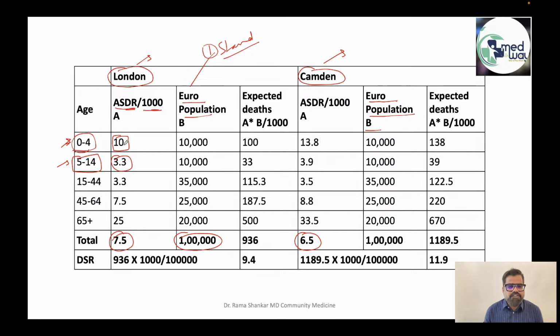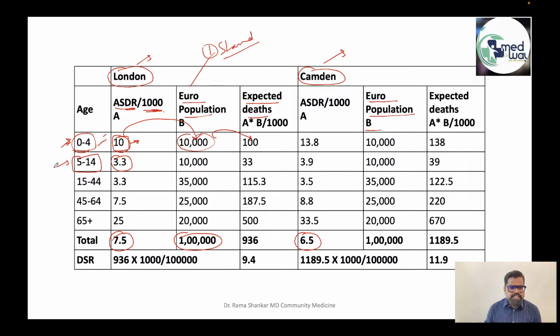Try to understand, if 10 children are dying per 1,000 population in this age group, please apply this on this 10,000. What do you mean by this? Simple mathematics. In 1,000 population in this age group, 10 kids are dying. So in 10,000, how many kids will be dying? It will be 100. Simple. So this is the expected death in this European population that we have taken.